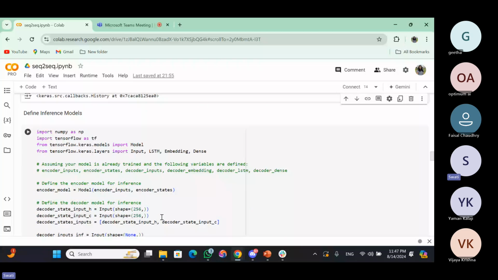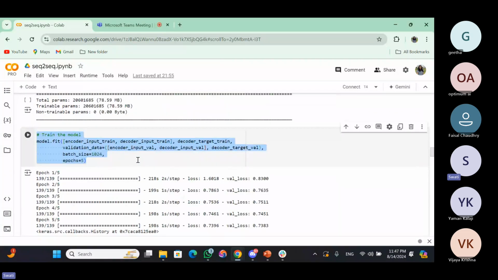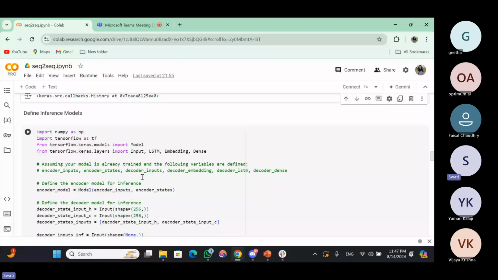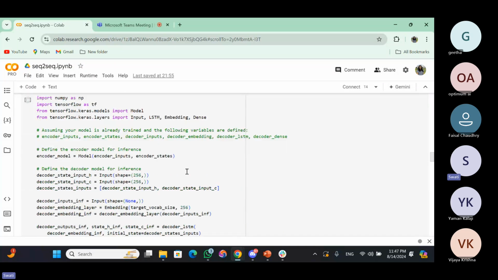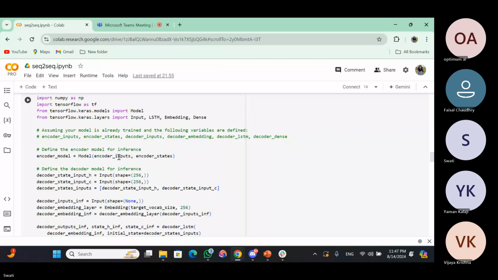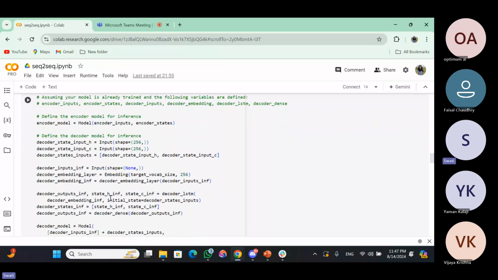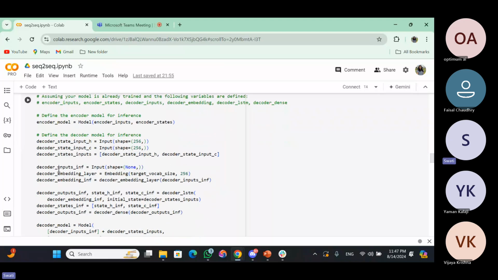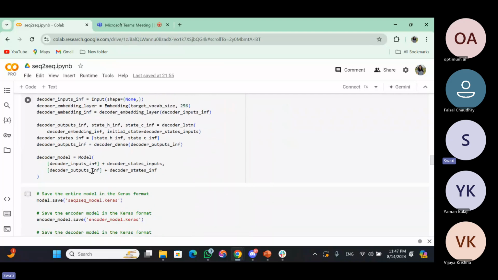Then we are defining the inference models. We have trained our model, and now we have to see what the results are. We have seen the loss function, but we also want to see how the results are coming. For that, we define the encoder model, taking encoder inputs and states, and define the decoder model. Then we have this embedding layer. You can go through these details. This is all your inference model.